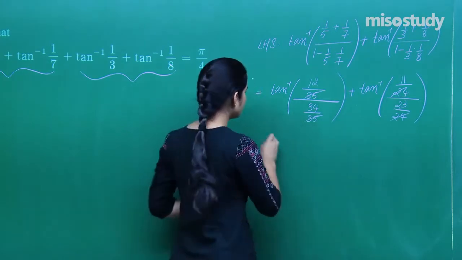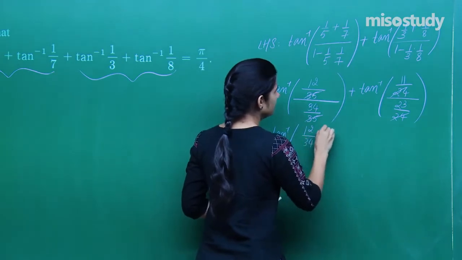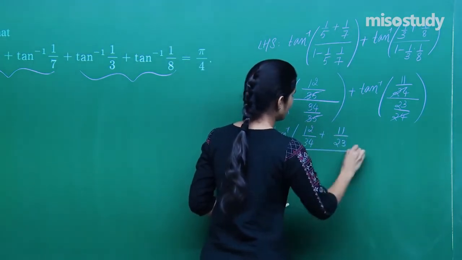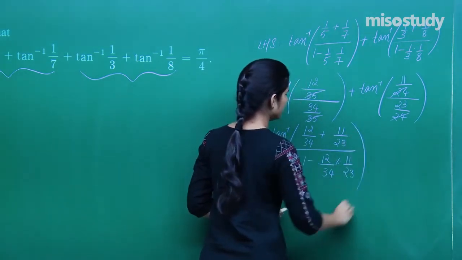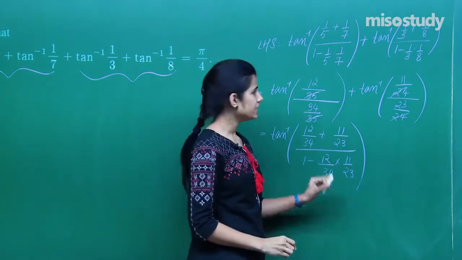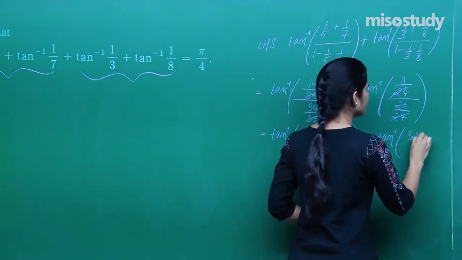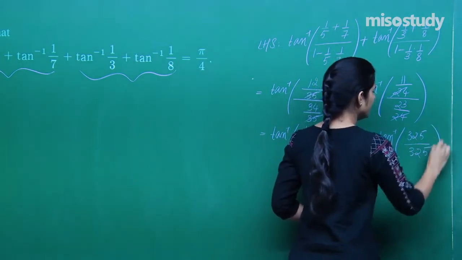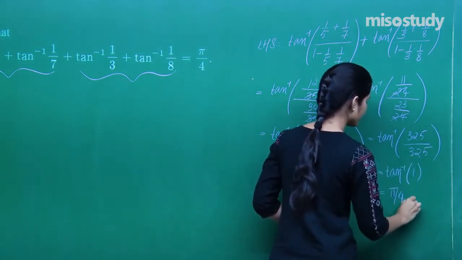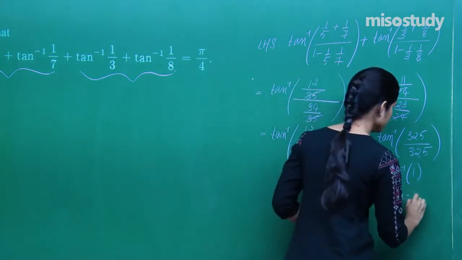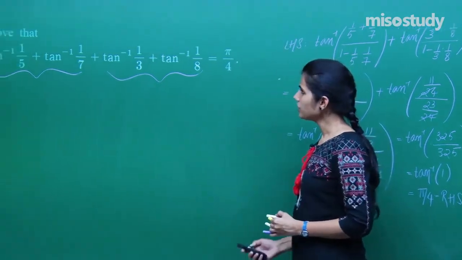Again tan inverse A plus tan inverse B is tan inverse of A plus B upon 1 minus A into B. Tan inverse of A plus B upon 1 minus AB is tan inverse A plus tan inverse B. This actually comes out to be tan inverse of 325 upon 325, which eventually gives you tan inverse 1, and you know tan inverse 1 is pi by 4, which is your right hand side. Easy enough. Moving on to the next question we have.